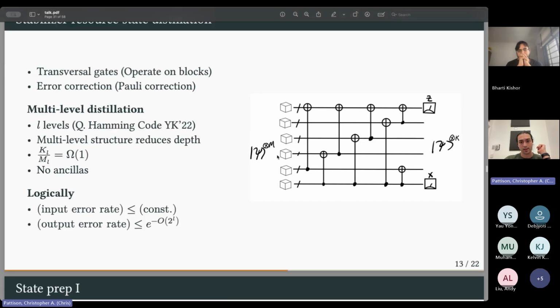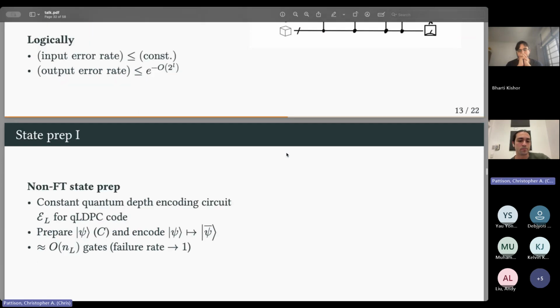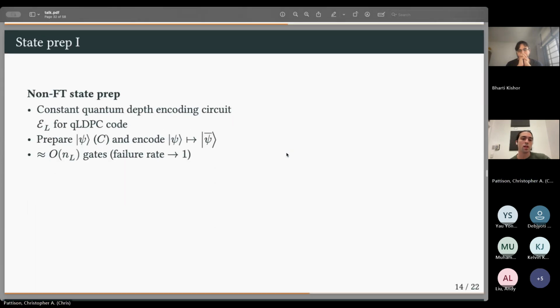Now I need to tell you how to get these noisy input states. This is actually a bit of a hack, and really this is somewhere where I think there's a lot of room for improvements in the non-asymptotic setting. Asymptotically, again, this is probably pretty tight, unfortunately.